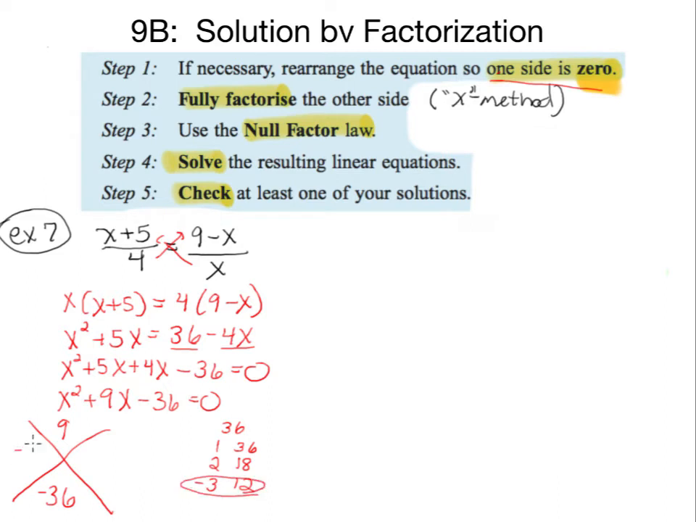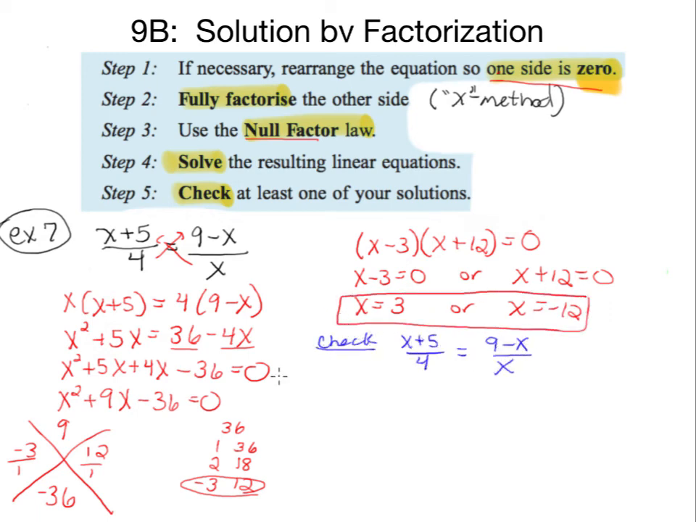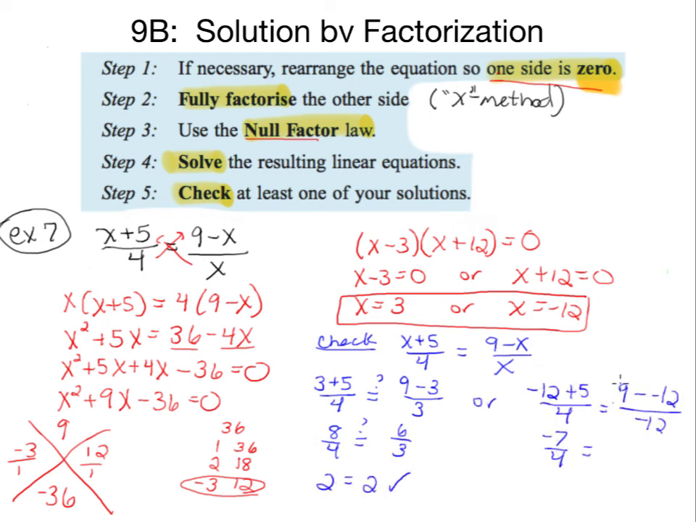And after doing the x method, I see that this factors to x minus 3 times x plus 12. And using my null factor law, I'm going to set each of those factors equal to 0. And using inverse operations, I'm going to solve that, and I get x equals 3 and x equals negative 12. Now I can check my work, and you can check either one. Checking with the 3, I get an equal. Now checking with the negative 12, yes, it works as well.